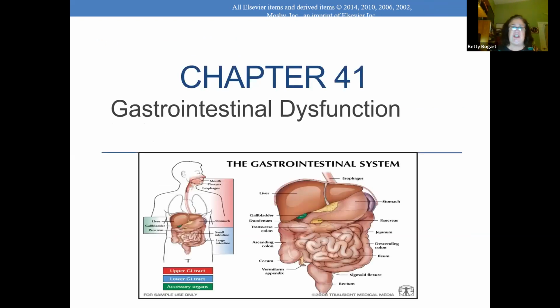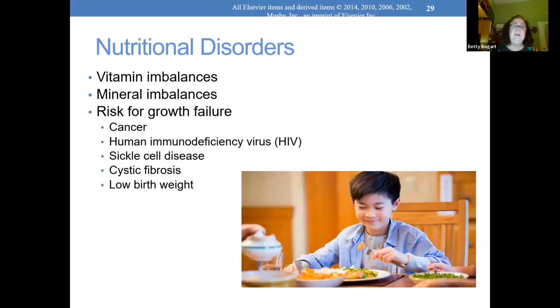All right, let's go into GI. Now, GI, mouth to anus and everywhere in between. And there are things that you're going to see that you didn't even know that there were diagnoses. So one of the things that can occur with GI issues is nutritional disorders. That means they're not getting the vitamins they should. I mean, when you think of celiac disease, you're talking about your fat vitamins, you're talking cystic fibrosis. Again, you're not absorbing everything that your body needs.